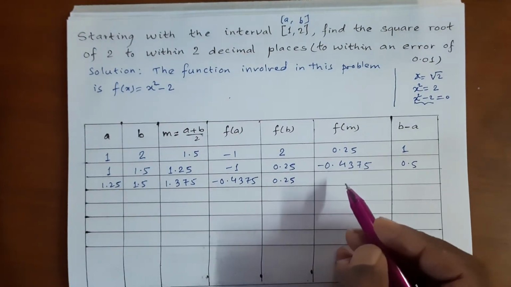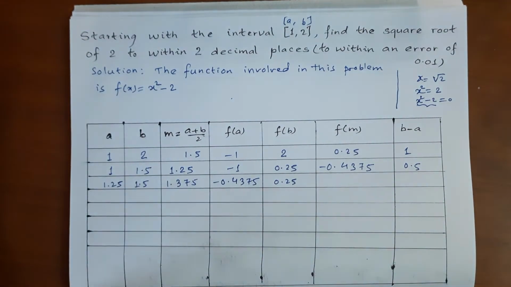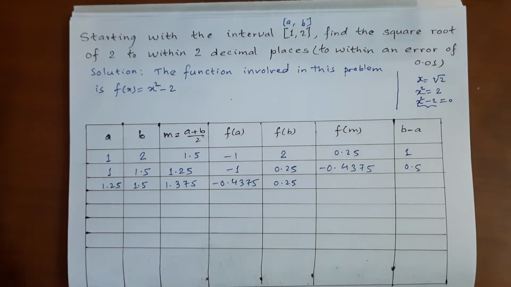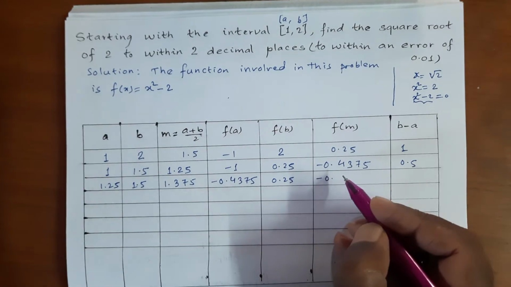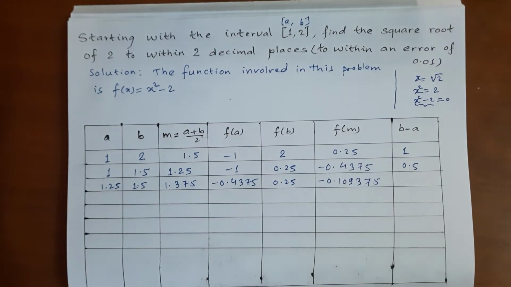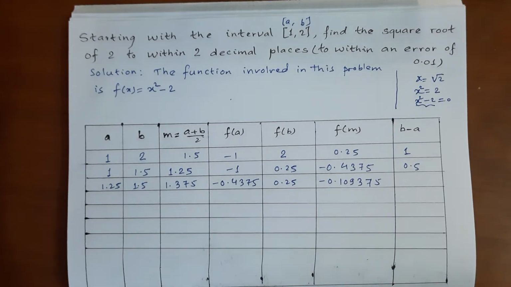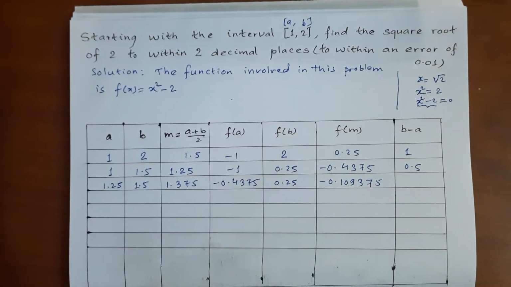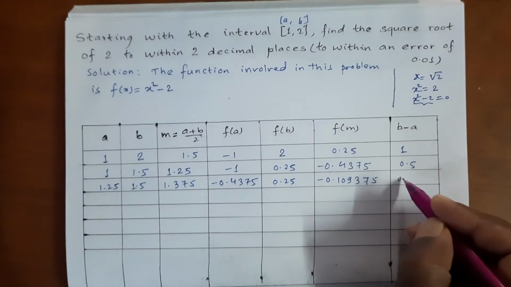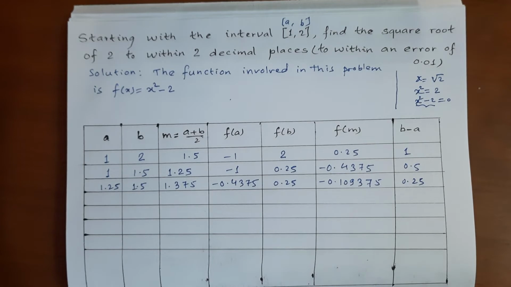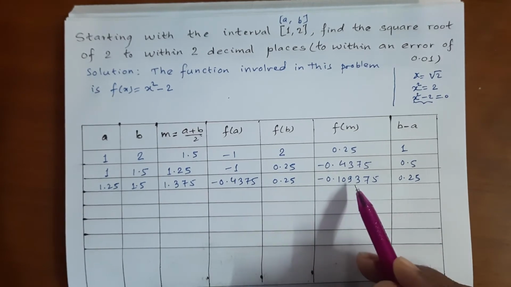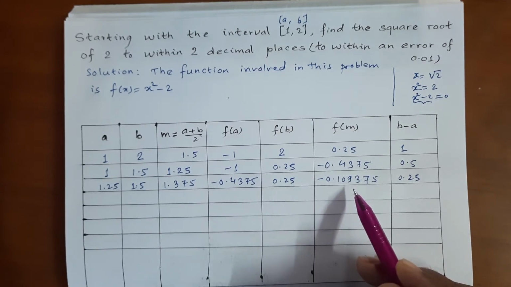And fm, putting the value of m here, will be 1.375 squared minus 2, which will be minus 0.109375. And b minus a, 1.5 minus 1.25, will be 0.25. In this, what we can see is that fb and fm have opposite sign.